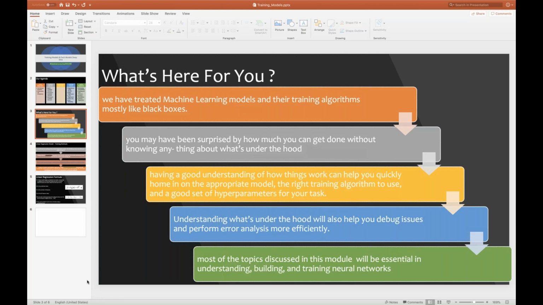Now, the benefit you get from understanding what's under the hood is that it will help you debug issues and perform error analysis more efficiently. If you recall yesterday's class, when I was discussing multi-class classification, I told you about error analysis.